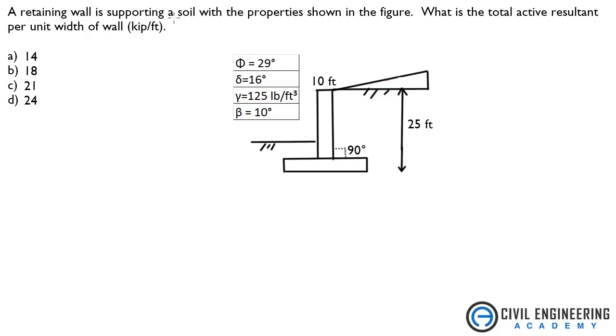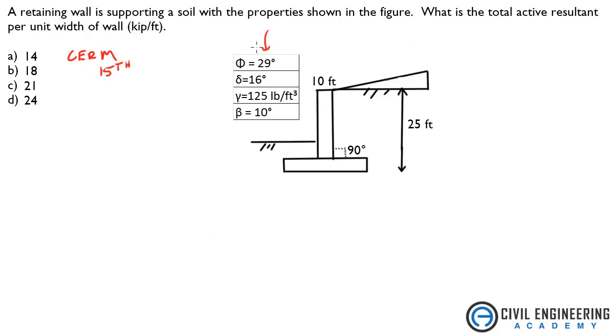A retaining wall is supporting a soil with the properties shown in the figure. Here are our properties. What is the total active resultant per unit width of wall? Alright, so if we bust out the SERM, which we're all going to do, right? You all have that. I'm using the 15th edition of the SERM.